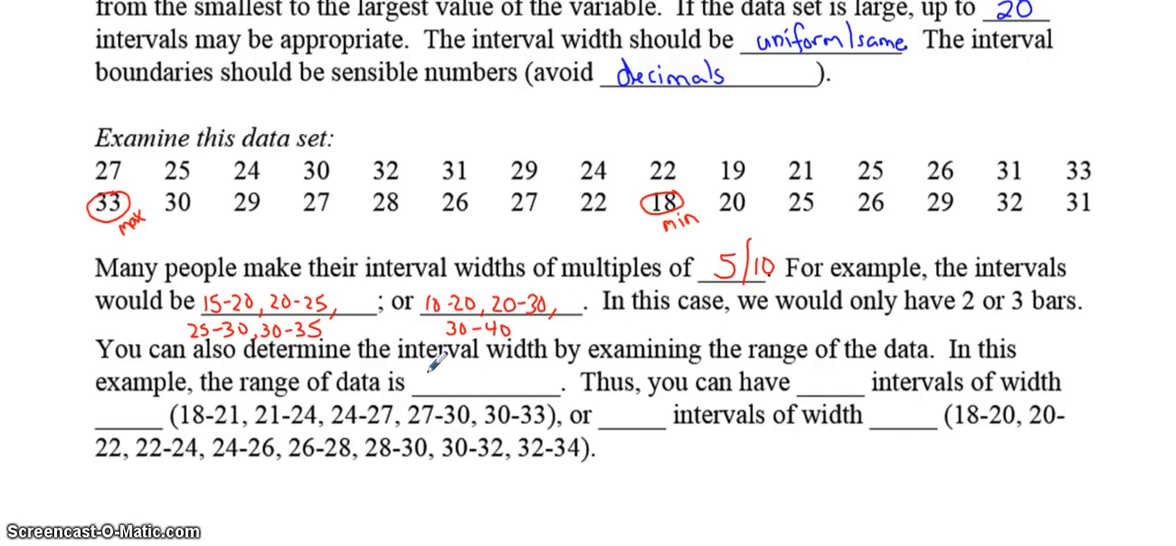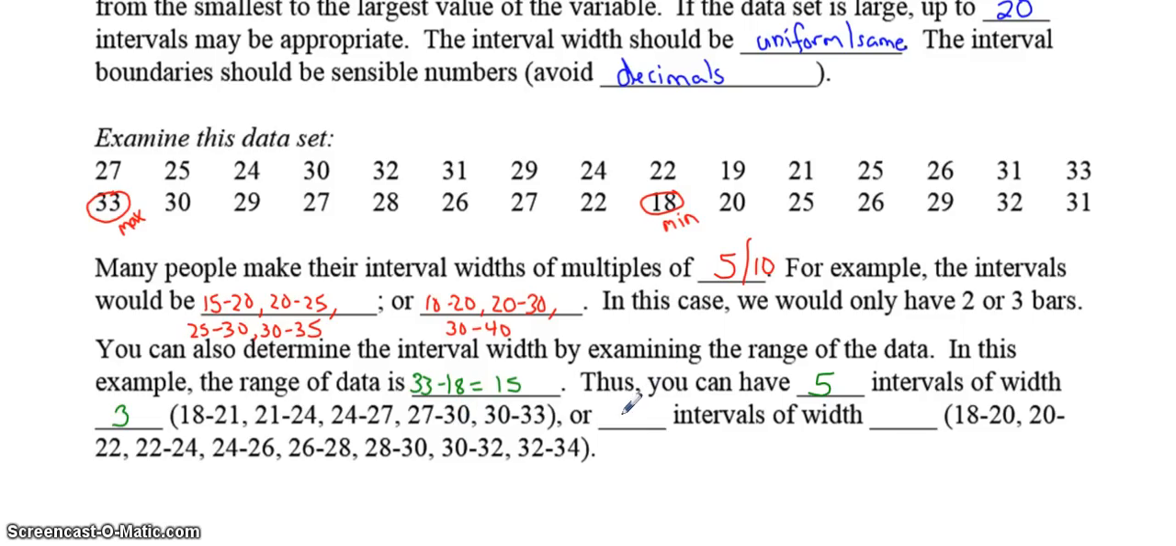So another way that you can determine the interval is by looking at the range of the data. So our range is, remember, the maximum minus the minimum, and our range is equal to 15. So that means if we want to have 5 bars or 5 intervals, then they would have to be a width of 3, because 15 divided by 5 is 3. So between 18 to 21, 21 to 24, 24 to 27, see, that's a width of 3. And then we'd have 1, 2, 3, 4, 5 bars.